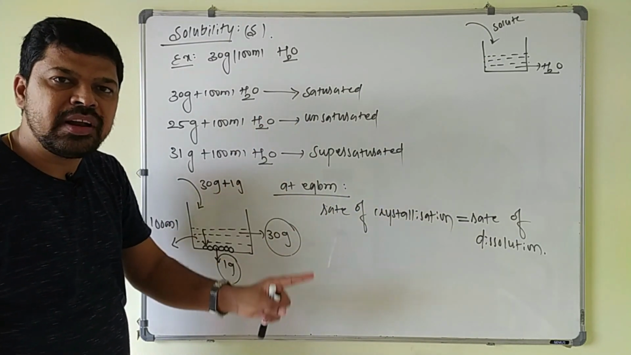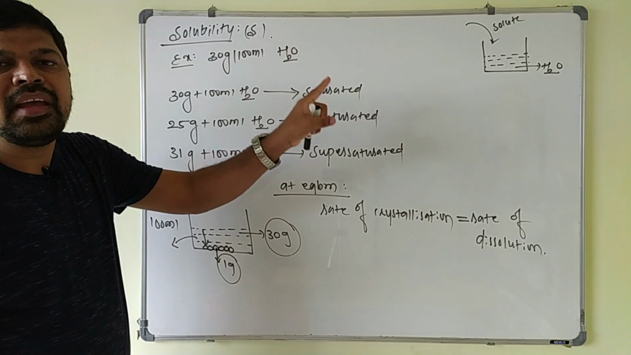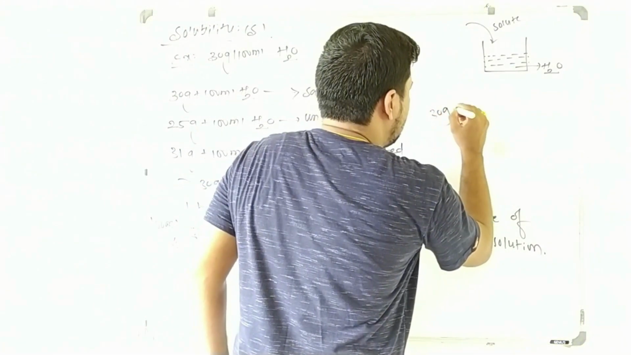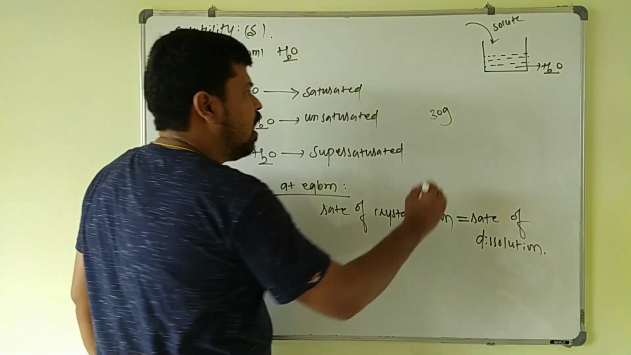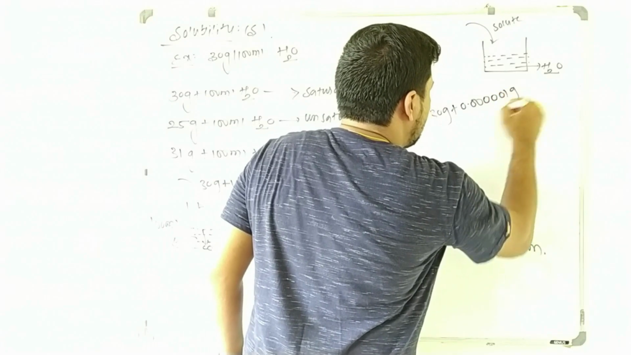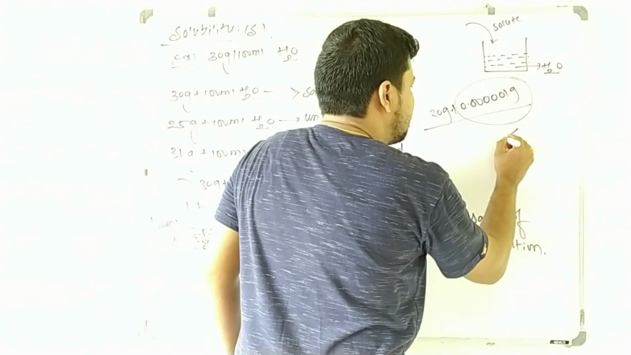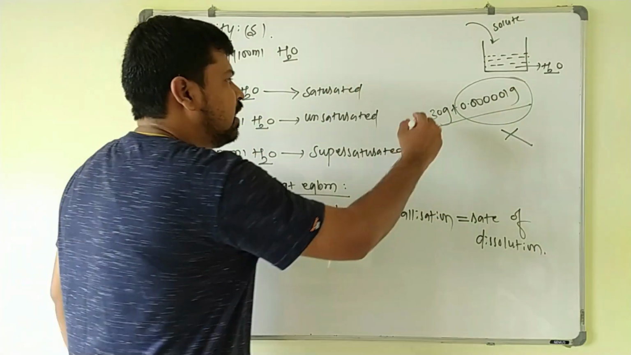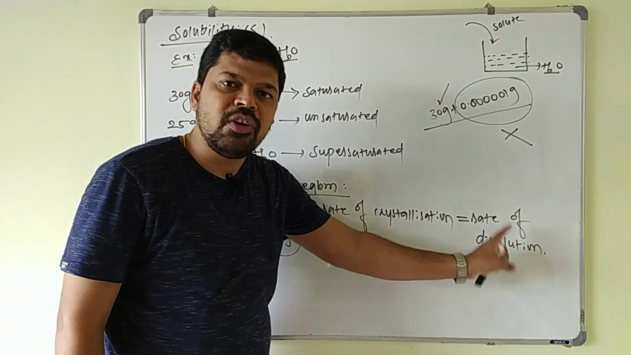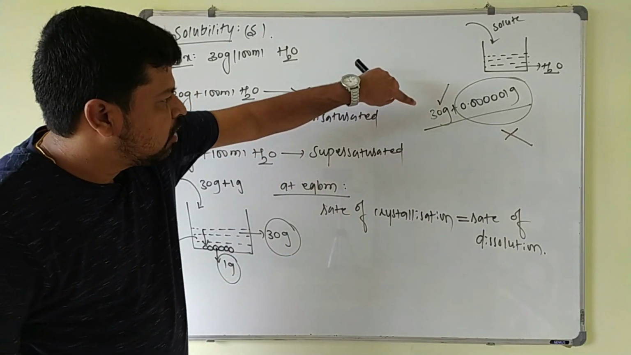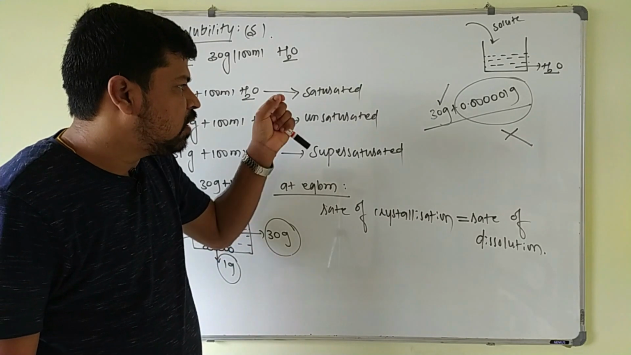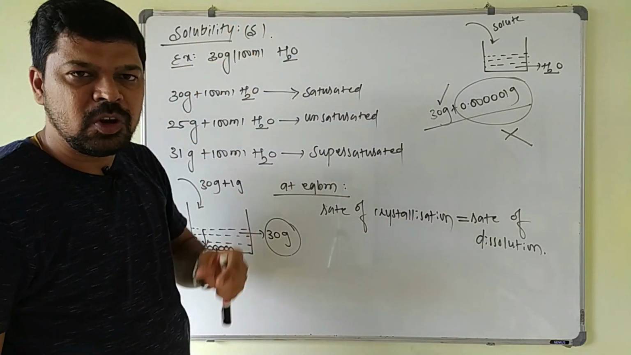Saturated solution is one in which no more solute can be dissolved. So here again I will explain this one. 30 gram of solute is soluble in the 100 ml. After 30 gram, if you add 0.00001 gram of the solute, this extra amount is not soluble. Only 30 gram is present in the solution. This is present in the undissolved state. So only 30 gram of the solute is present in the 100 ml of solution, and that is what we call the solubility of the solute.